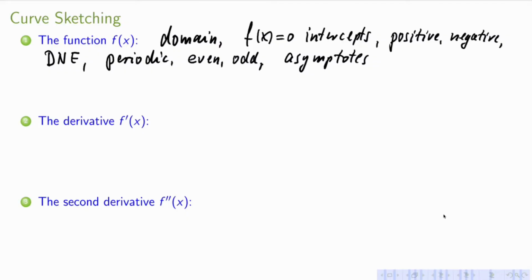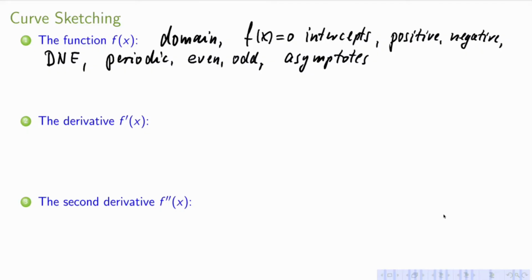So what can the derivative tell us? Well, we learned that the derivative is the slope of the tangent line, right? So meaning if the derivative is positive, the function increases. If it's negative, the function decreases. If the derivative is 0, then the function could have minima or maxima or a saddle point.